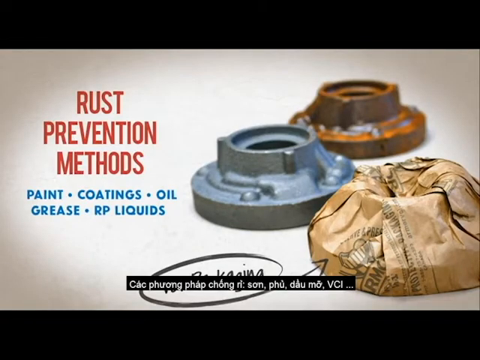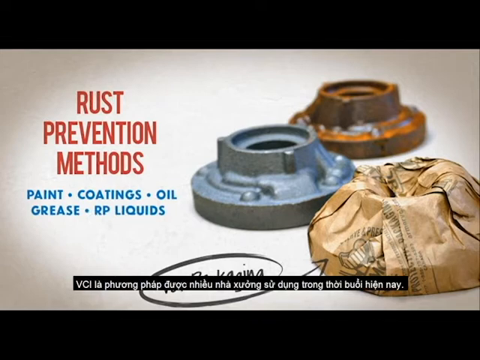So thus far, we've talked a lot about corrosion and rust and food poisoning, but I promise I am about to make this presentation a lot more optimistic. You can prevent rust, and there are multiple ways that you can prevent rust. There's paint and coatings and oil and RP liquids. VCI is just one of those ways, but it's the one that we are going to talk about today.